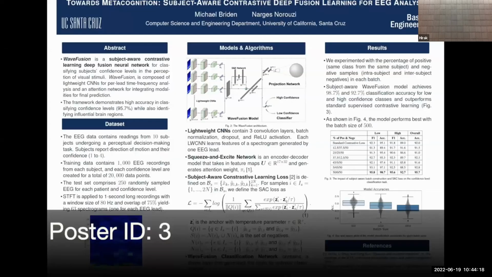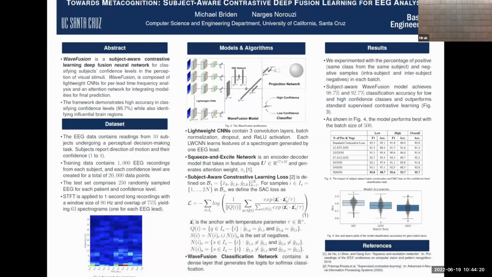We present a deep fusion neural network, Wave Fusion, for classifying subjects' confidence levels in the perception of visual stimulus. Wave Fusion is composed of 17 lightweight CNNs, each of which contains 3 convolution layers, batch normalization, and ReLU activation. Each lightweight CNN learns the features of one EEG channel, and the feature maps are combined using squeeze and excite attention network for integrating modalities for final prediction.